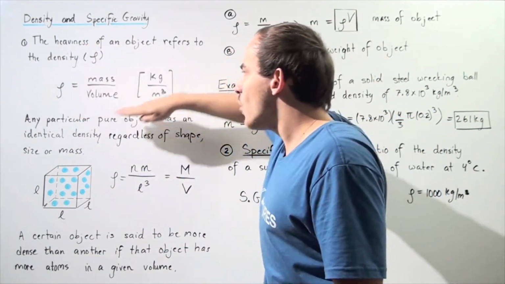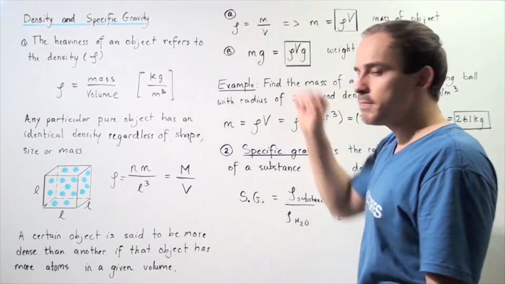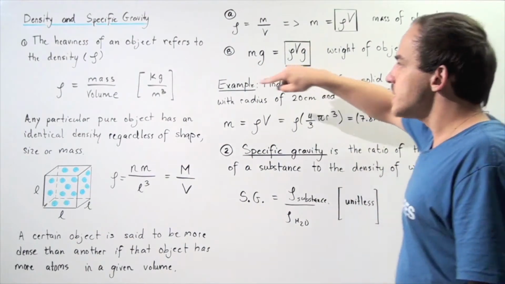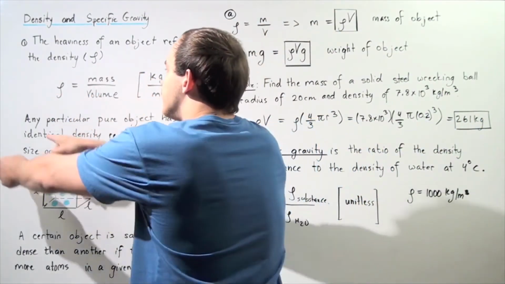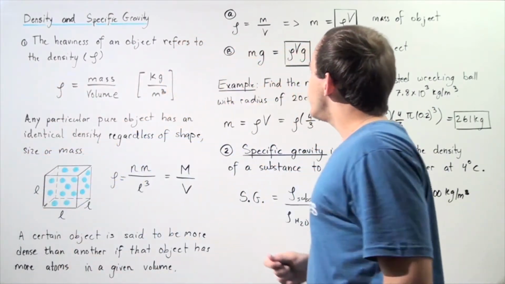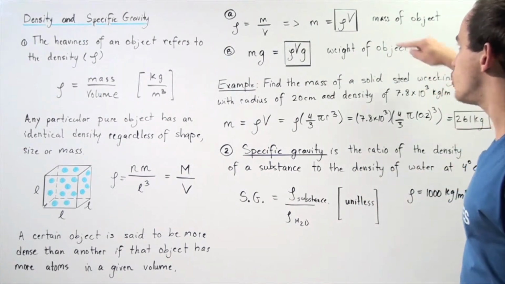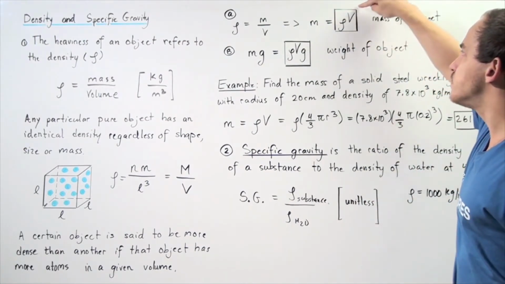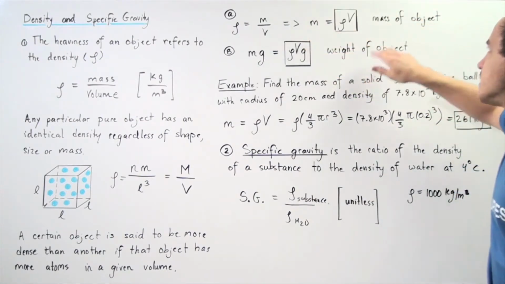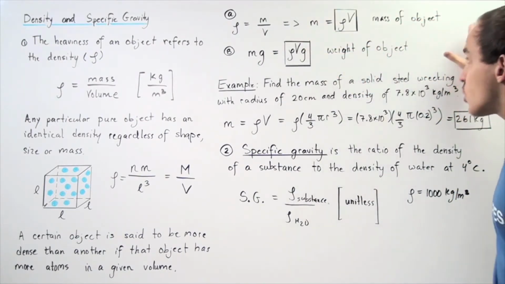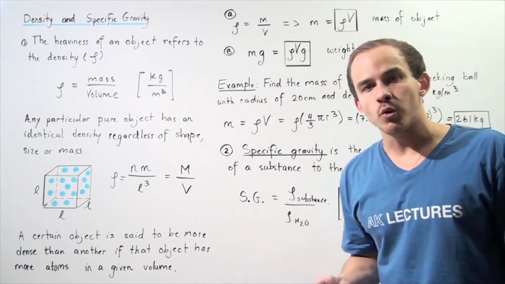Now, from this equation, we can deduce two important equations. Let's look at part A. Let's suppose we take this equation, we take the volume and bring it to the left side of the equation. And we see that the mass of the object we're considering is equal to the density of that object multiplied by the volume of that object. And this gives us the mass of our object. So this equation is very useful when we're considering fluids.